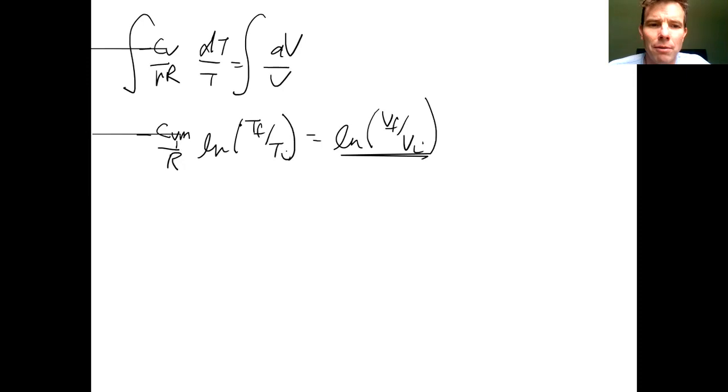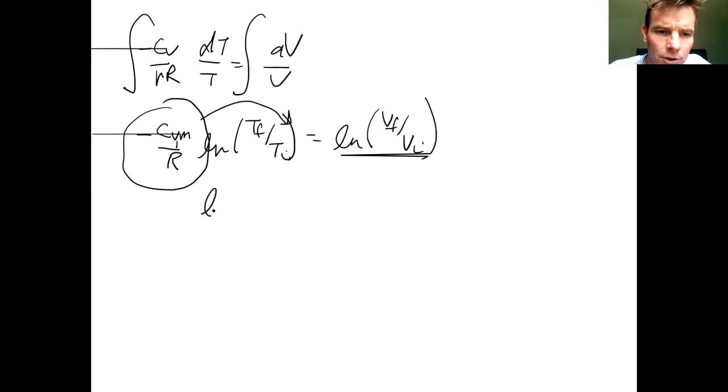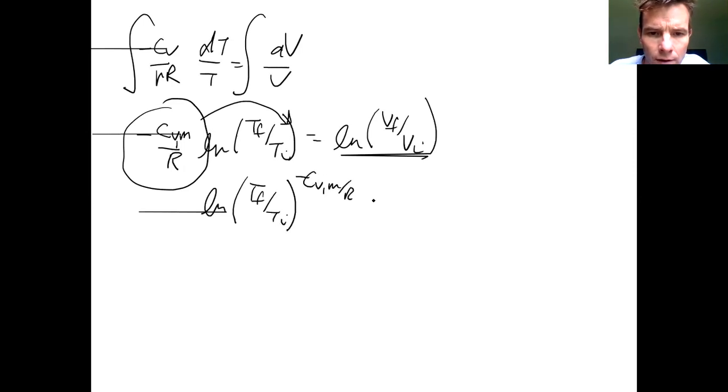Forgive my pen, it's jumpy. Remember, when I have natural log functions, I can take these leading terms, they're not exponents, and move them up here. So I can write this as natural log TF over TI equals minus CVM over R natural log VF over VI.